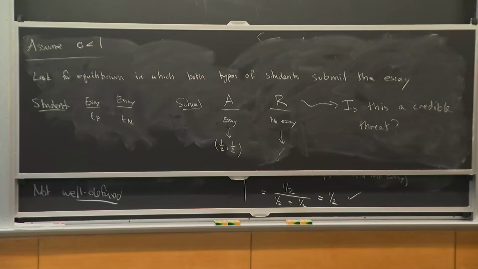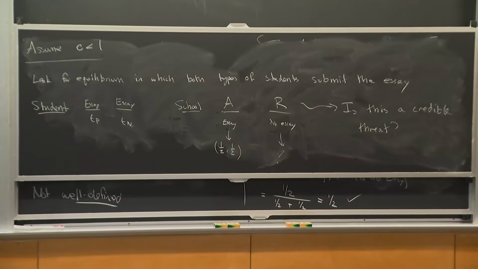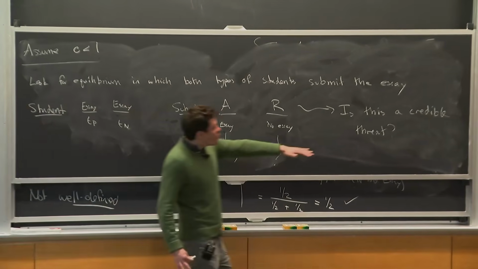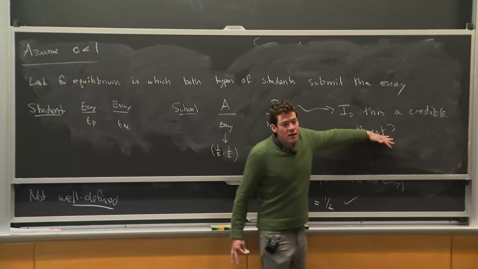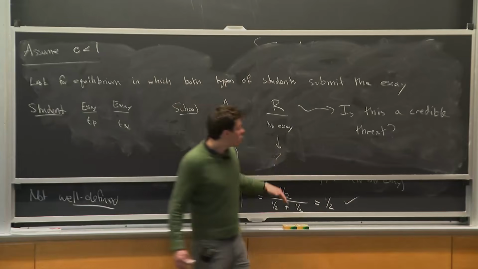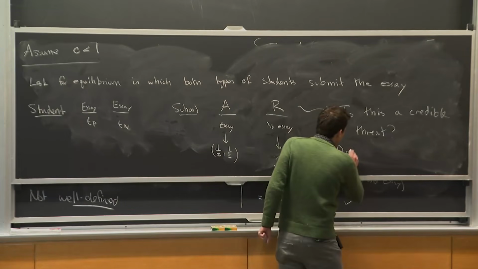I think that's a great answer. So it's definitely murky, and that's exactly what I'm trying to convey with this example, that it is murky. But I think the key point, which you hinted at, is that whether this threat is credible depends on what the school believes when they don't see an essay. So is this threat credible? Well, it depends on the belief.